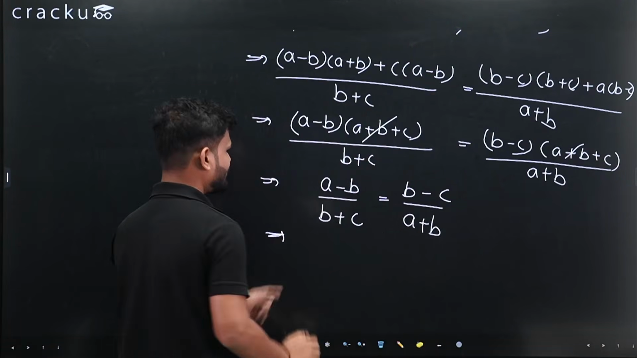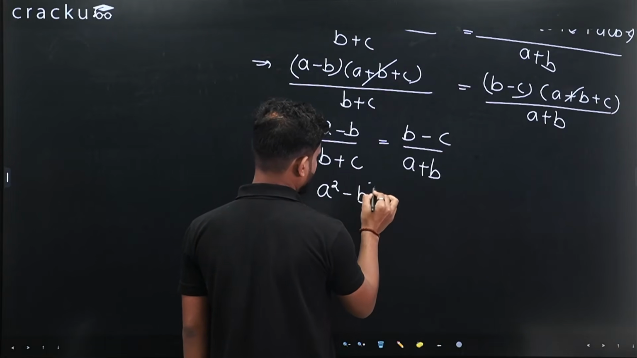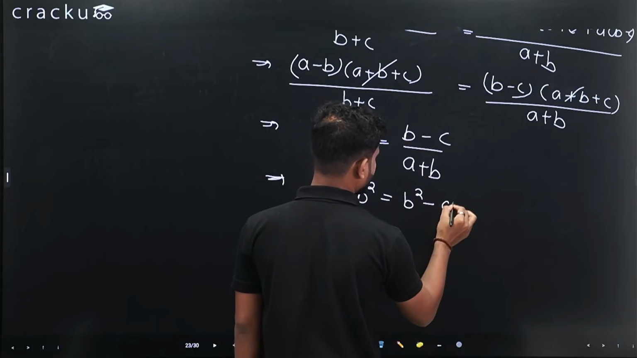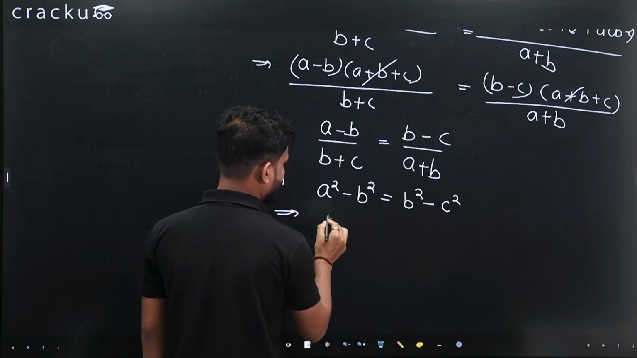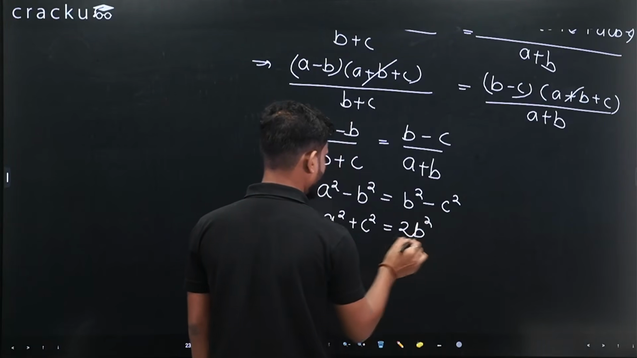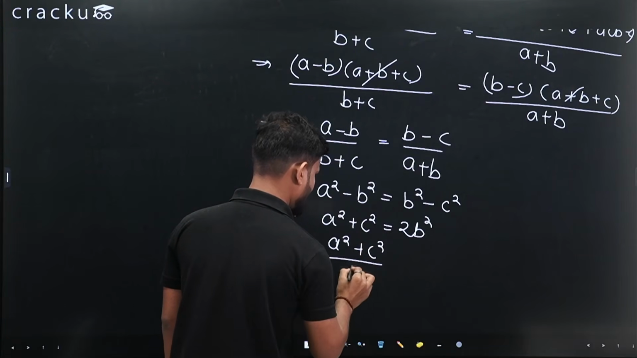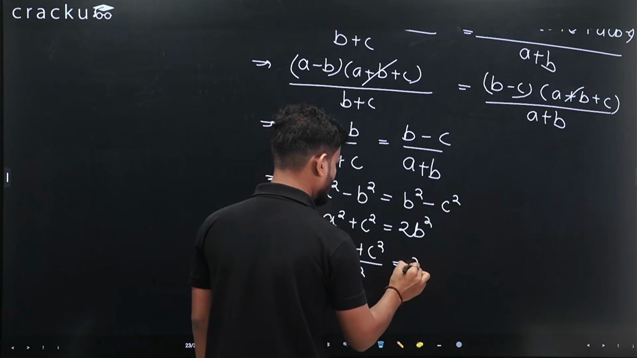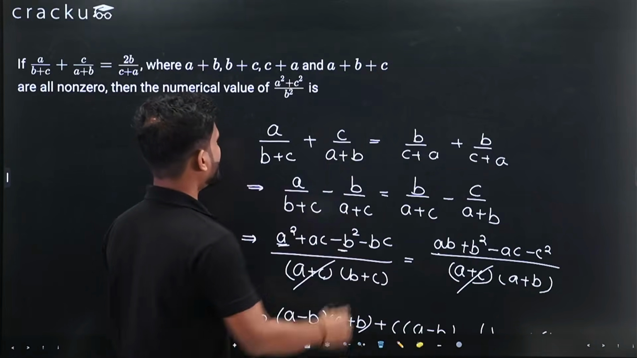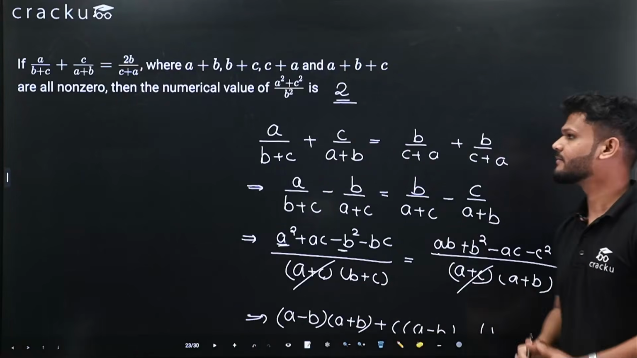Now cross multiply. A minus B into A plus B will be A square minus B square is equal to B minus C into B plus C, B square minus C square. From here I get A square plus C square is equal to 2B square, or from here I get A square plus C square divided by B square is equal to 2. And this is what we are asked: A square plus C square by B square is equal to 2. So 2 is the correct answer here.